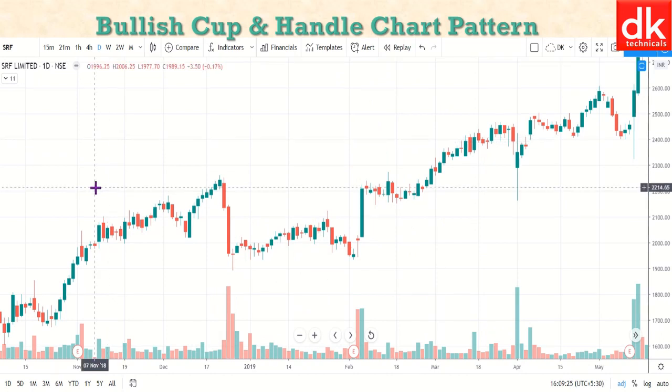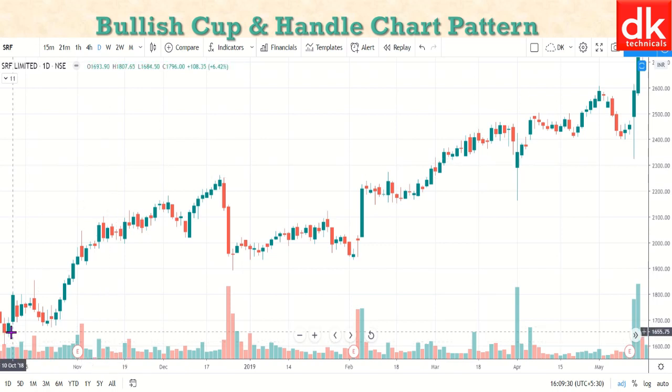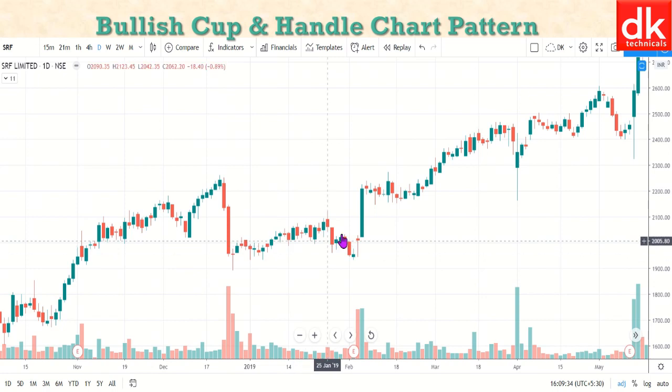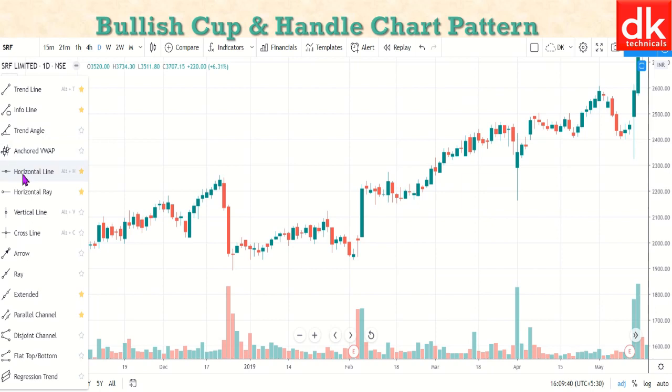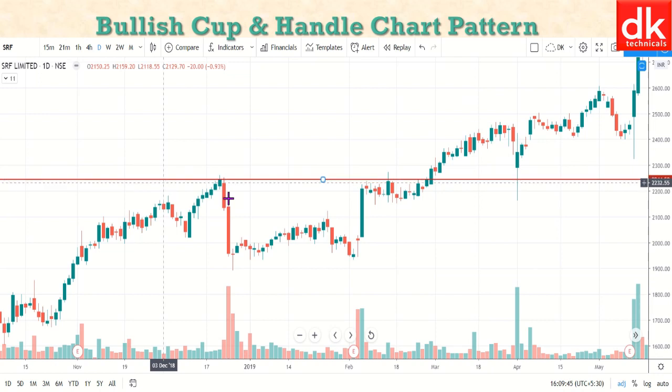So friends, this is the price chart of SRF Limited in the daily time frame. We can see the stock was trending up, and in this portion there was a deeper correction. And now let me explain how the cup and handle pattern has been formed, which is a bullish chart pattern. We can see the price has started falling from this point, and it has made a U-shaped recovery to this point, and then the price consolidated here.